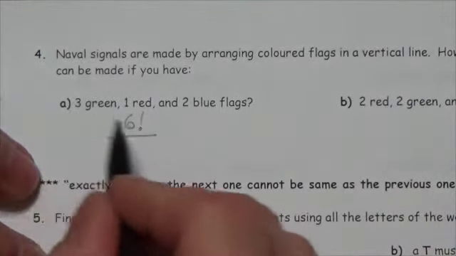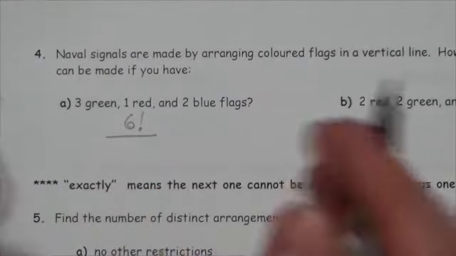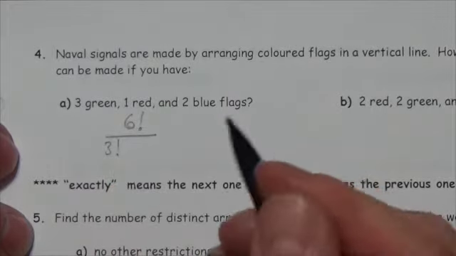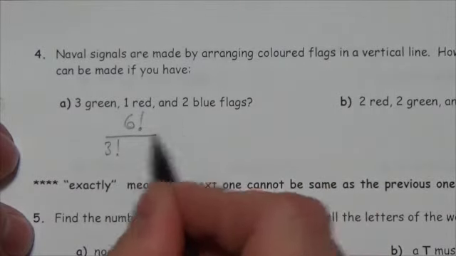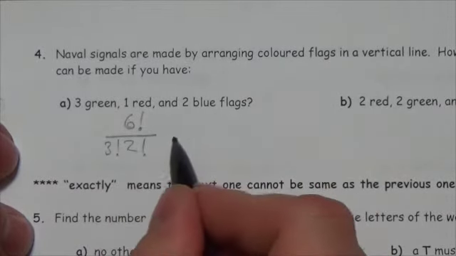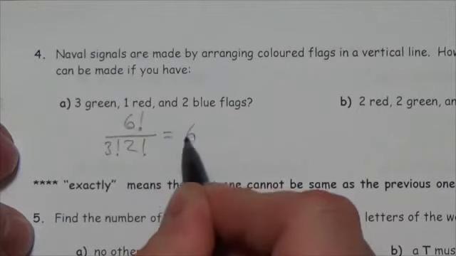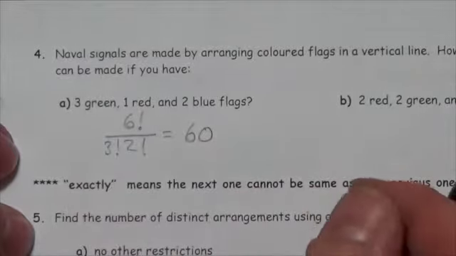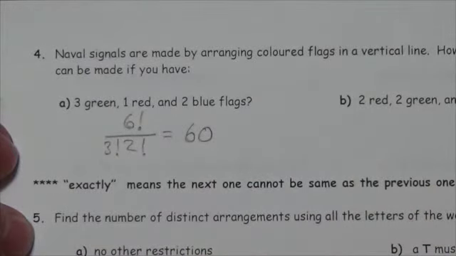But that's assuming that these are all different. However, permuting those 3 green flags won't make a difference. Neither will permuting those 2 blue flags. And so altogether, going to the calculator, we'll find out there are 60 different ways you can make signals with those flags, using all of them.